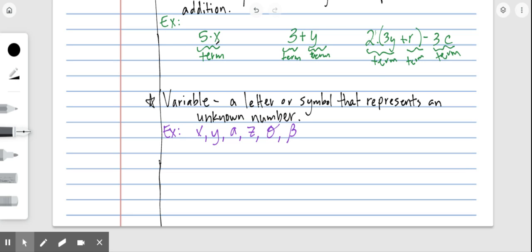All right, so like I said earlier, today is a very vocab-rich day. You have 3 new vocab terms. You have algebraic expression, you have terms, and you have variable. So the next one I'm going to talk about is coefficient. We have this one and one more coefficient.